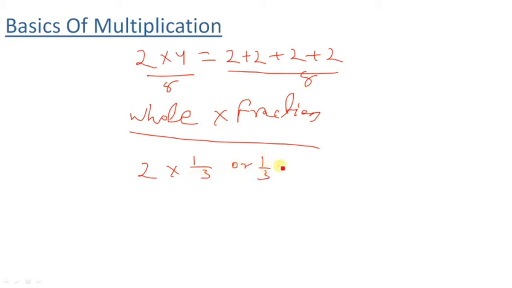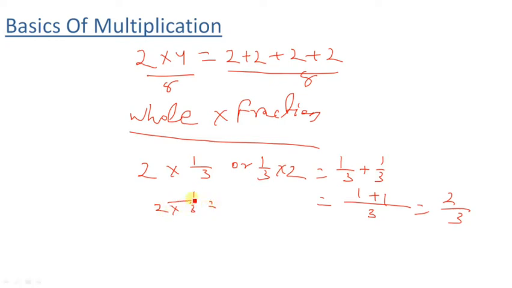2 into 1 by 3, or we can say this as 1 by 3 into 2. It means 1 by 3 is multiplied with 2, which means 1 by 3 plus 1 by 3, 2 times 1 by 3. Now we do the simple addition: 1 plus 1 over 3, which will be equal to 2 divided by 3. If we do the same with multiplication, 2 into 1 by 3, 2 will be multiplied with 1, that is 2 by 3.